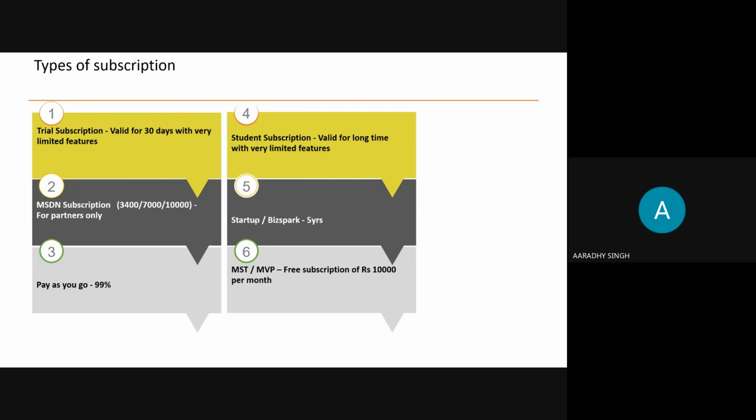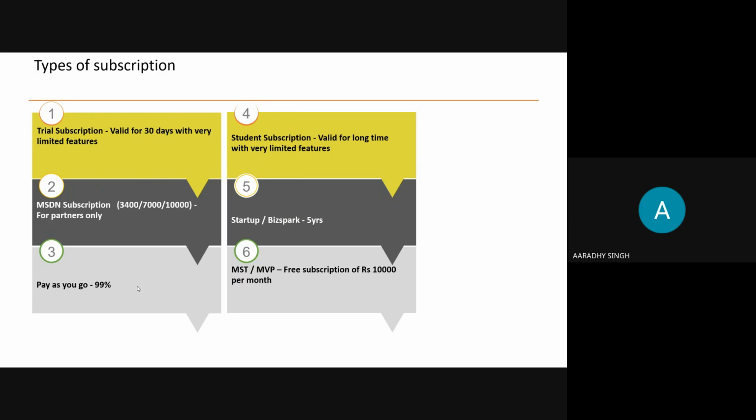And next is startup. If you're running a new company or going to start one, there are 2 Microsoft programs. One is the BizSpark program, or another program is called the Microsoft Startup program. You can enroll your company under the BizSpark program. In this case also, Microsoft will give you a free subscription for the next 5 years. And if you're a Microsoft Certified Trainer or MVP, then Microsoft will give you 10,000 rupees per month for practice, POC, learning and teaching purposes.